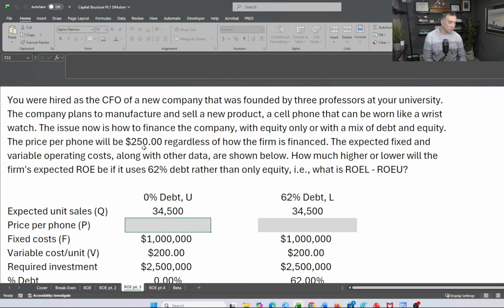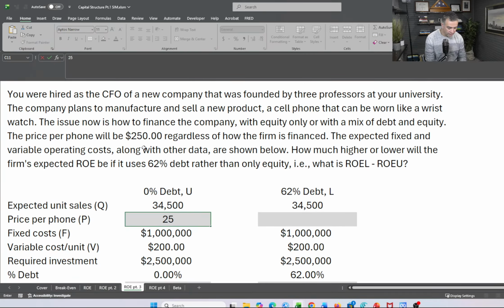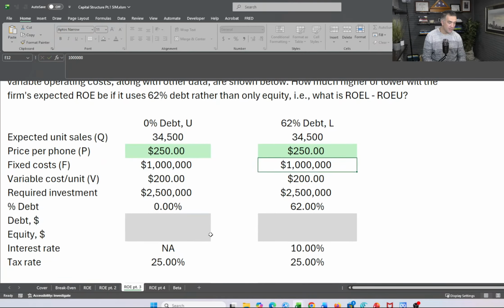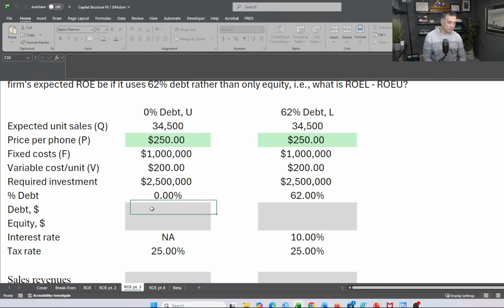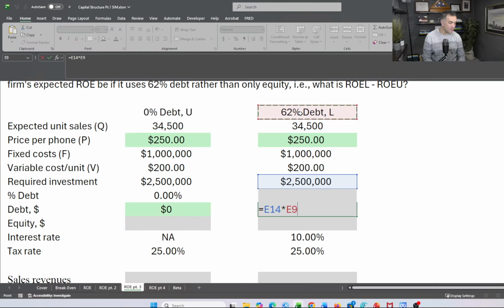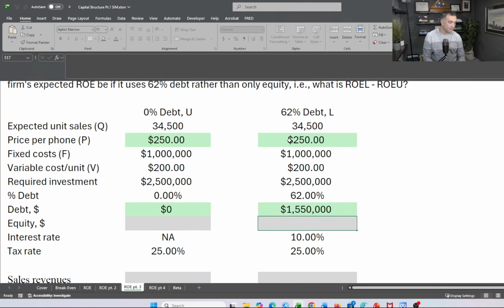So first we want to know, what's the price per phone? That's $250. You can't drag it across because I have it separated there. So we got the fixed cost, variable cost per unit, required investment. Well, how many dollars in debt? Well, that's a 0 debt company. How many dollars in debt? So that's going to be the required investment multiplied times the percent of debt. So I have that as a number. You can multiply it. Oh, I have it right there too. I didn't see it when I hit that.